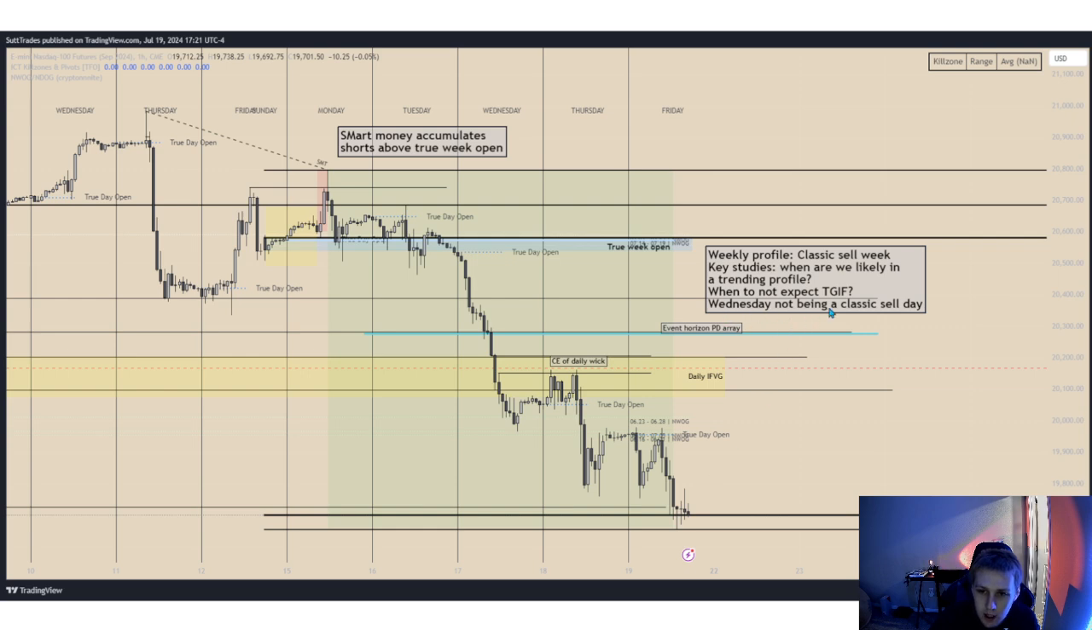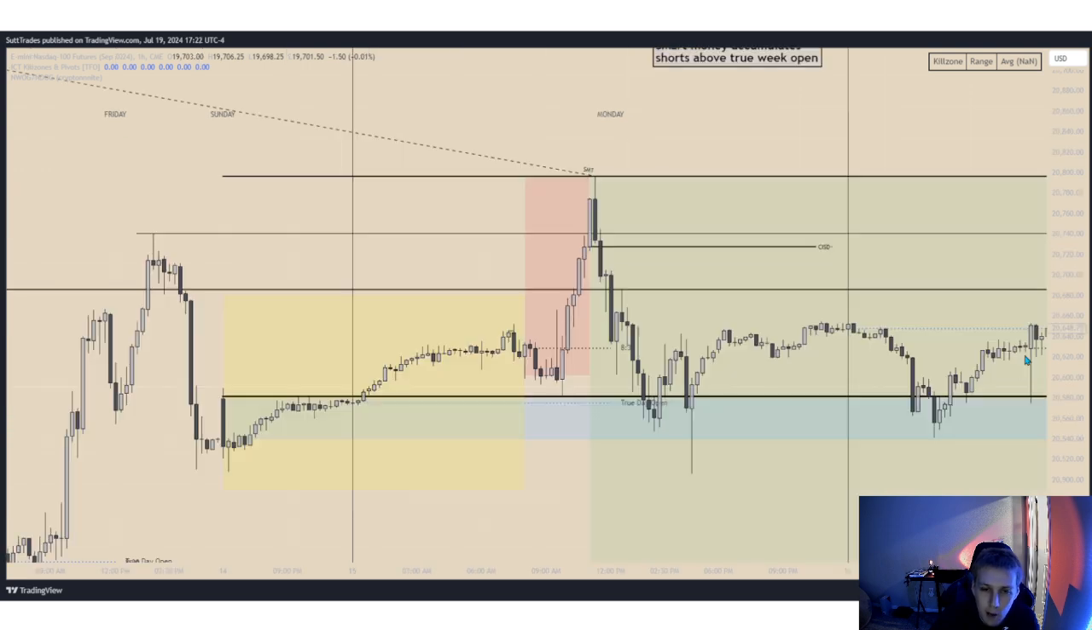And then Wednesday not being a classic sell day, meaning on Wednesday we did not manipulate above true day open. And there wasn't really much manipulation occurring Wednesday. It was more just distribution that whole day Wednesday. So that's kind of what I meant by that. So Wednesday not being a classic sell day.